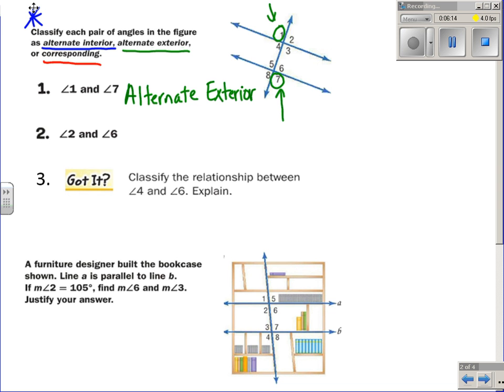All right, angles 2 and 6. I'm going to go ahead and circle. So angle 2 and angle 6: one is exterior, one is interior, so we can't label them that way. So actually angles 2 and 6 are in the same position, so those would be corresponding angles.